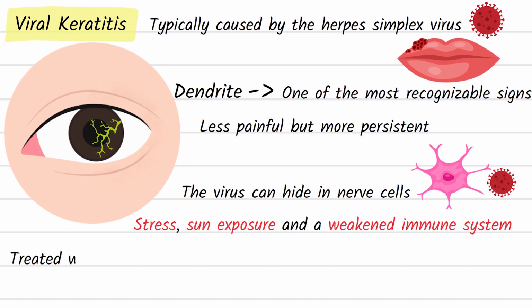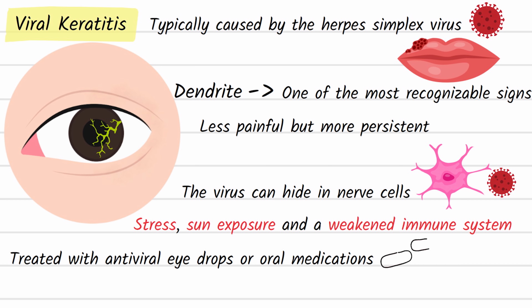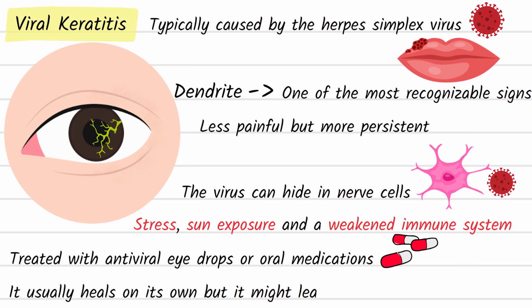Viral keratitis is often treated with antiviral eye drops or oral medications, and the good news is that it usually heals on its own, though it might leave some scarring on the cornea that could affect your vision.